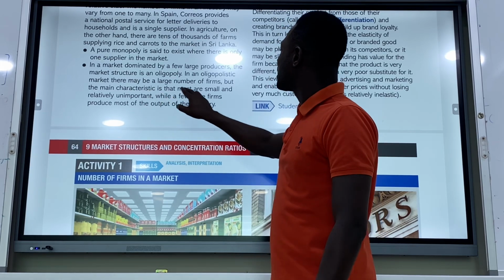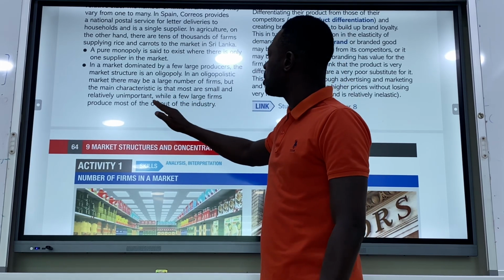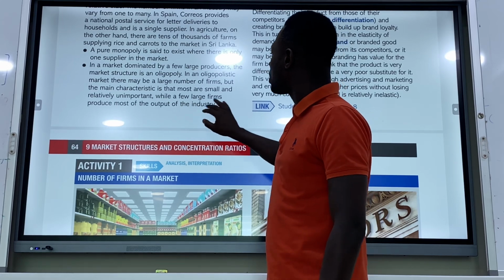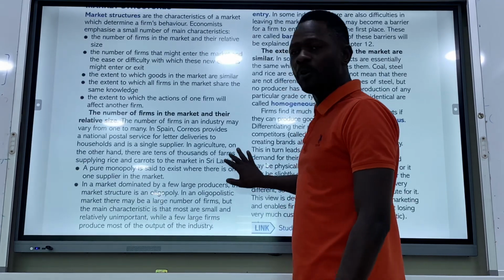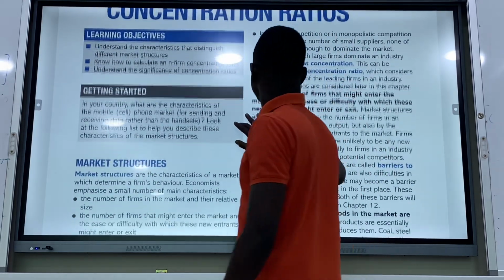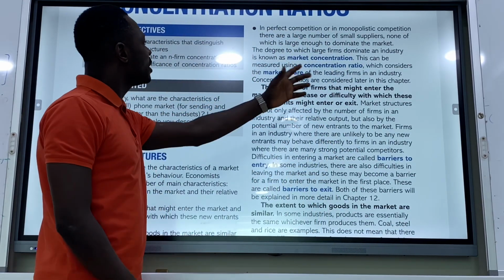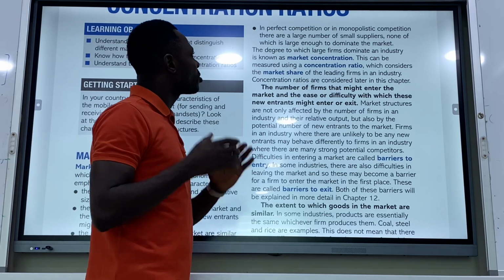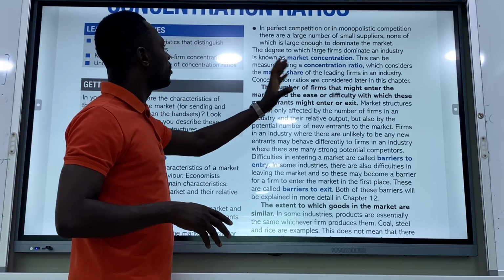But the main characteristic is that most are small and relatively unimportant, while a few large firms produce most of the output in the industry. Like I said, oligopoly is a market structure where we have few large firms dominating the industry. In perfect competition or in a monopolistic competition, there are large numbers of small suppliers, none of which is large enough to dominate the market.